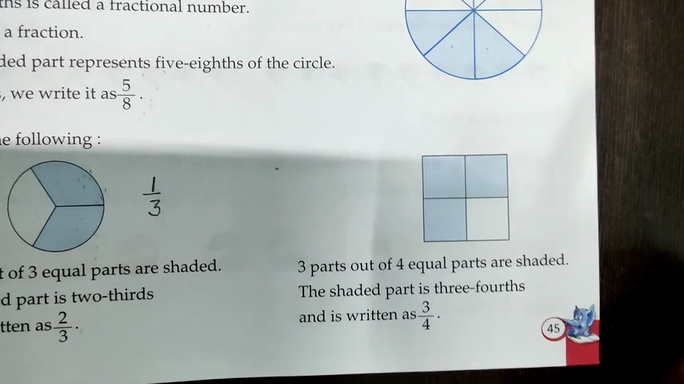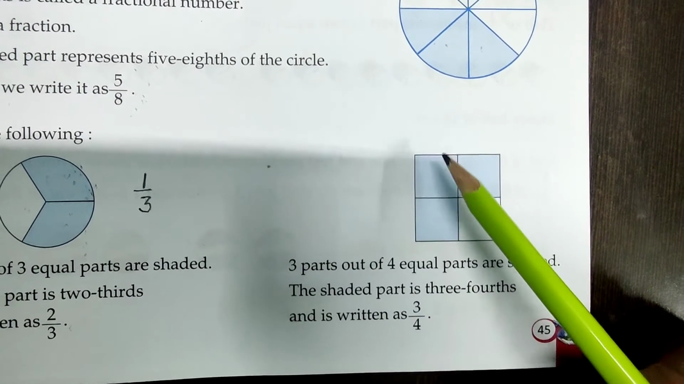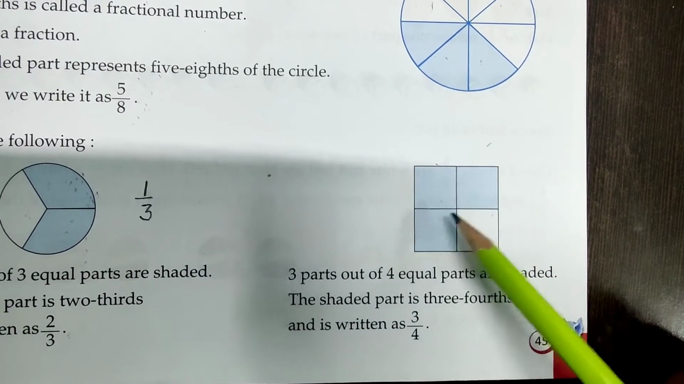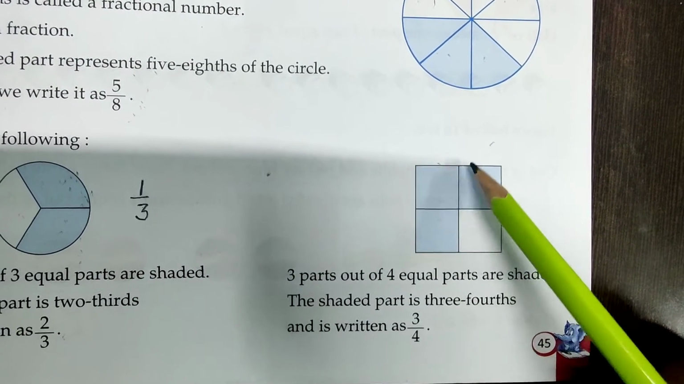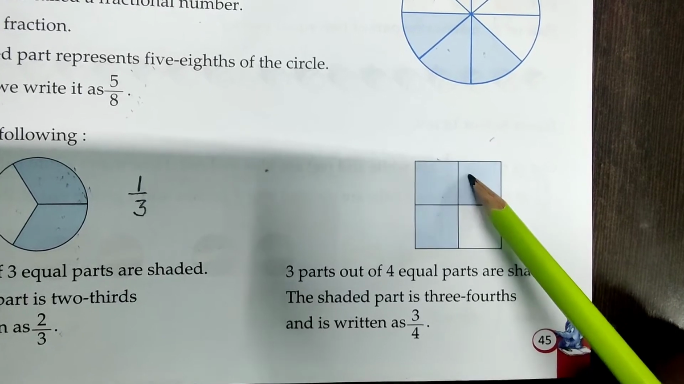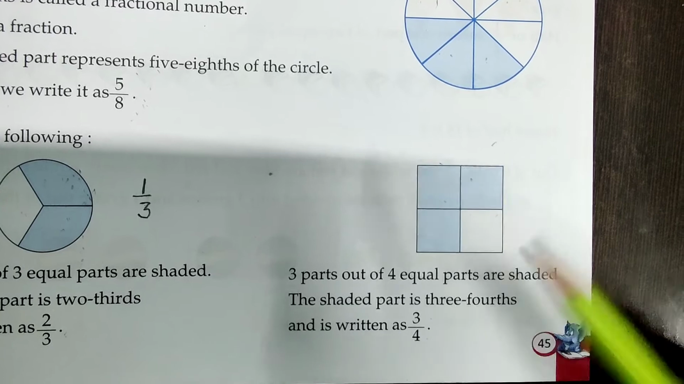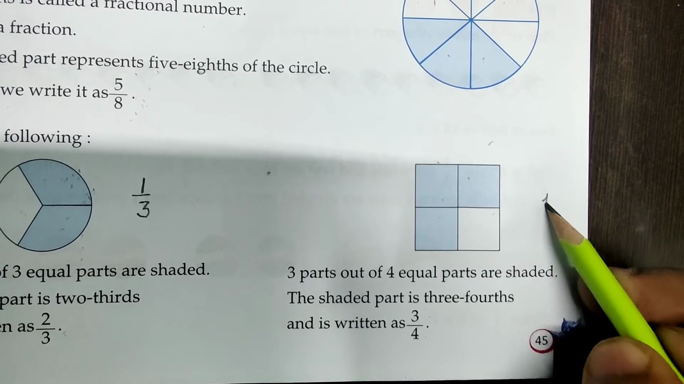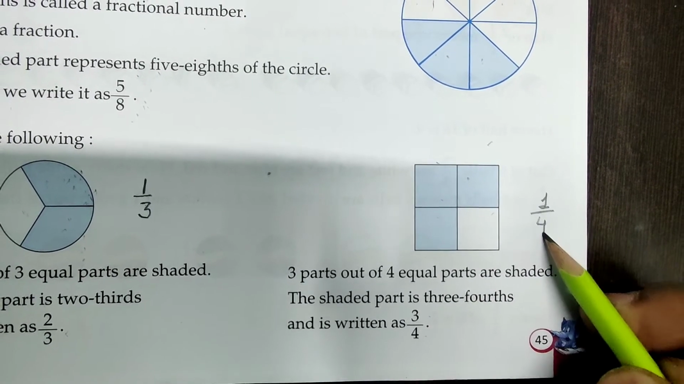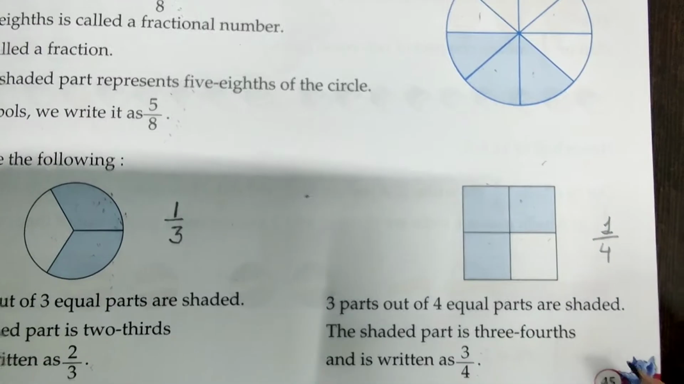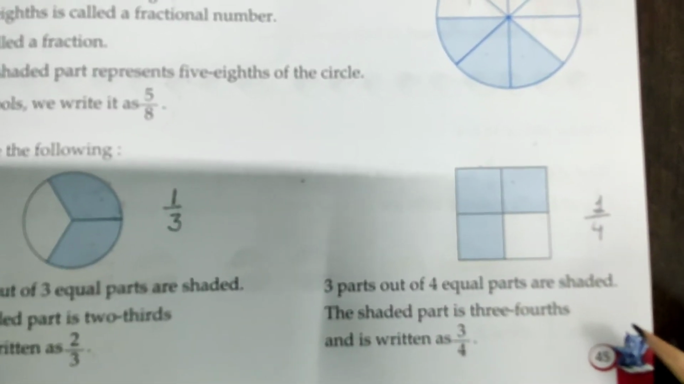Now let's talk about this figure. It has 1, 2, 3 and 4 parts. 3 are painted, 3 are shaded. So the fraction of the shaded part is 3/4. Now what about the unshaded parts? 1/4. This is the fraction 1/4.